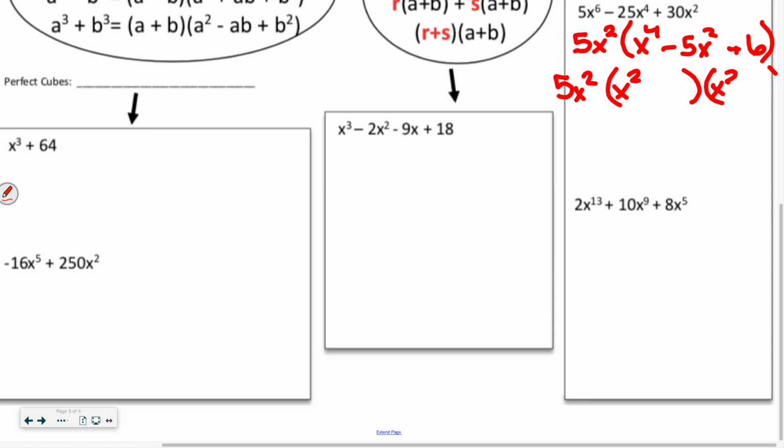Okay, so 6 is a tricky one. I'm glad you said that, Aiden. There's 2 and 3, and there's 6 and 1. Which pair are we going to use? Because you said it. Talk to your group. Which one is the right one to use? 2 and 3, 6 and 1, or does it even matter? Tell your group.